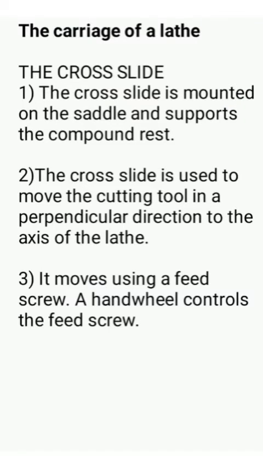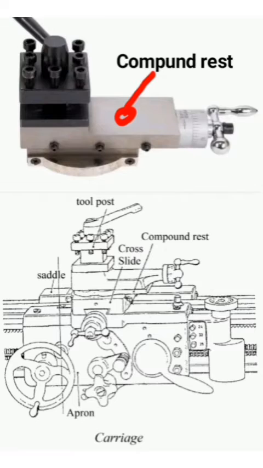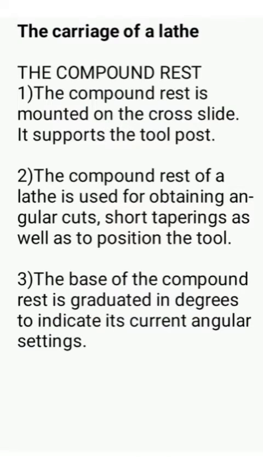Still on the carriage of lathe machine, we have the compound rest. The compound rest is mounted on the cross slide. It supports the tool post. The compound rest of a lathe is used for obtaining angular cut, short tapering, as well as to position the tool. The base of the compound rest is graduated in degrees to indicate its current angular setting.